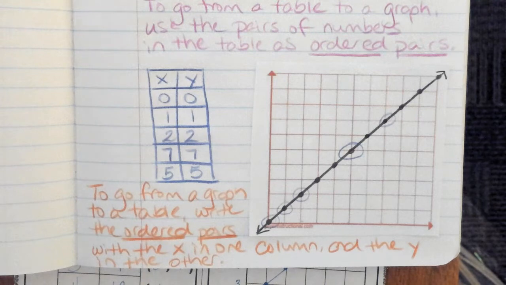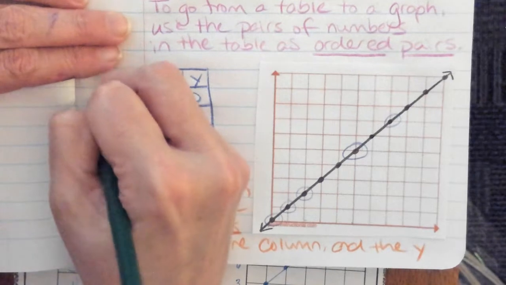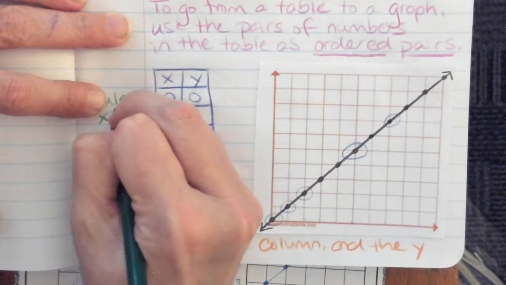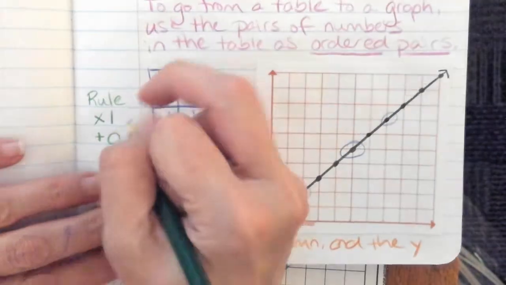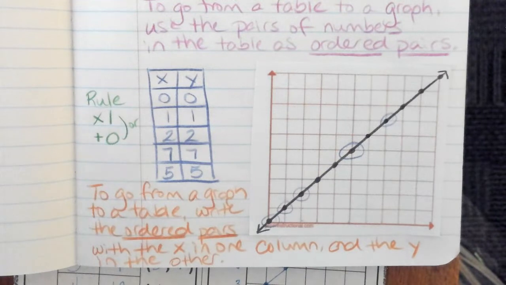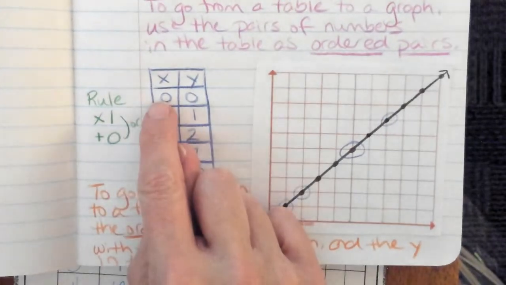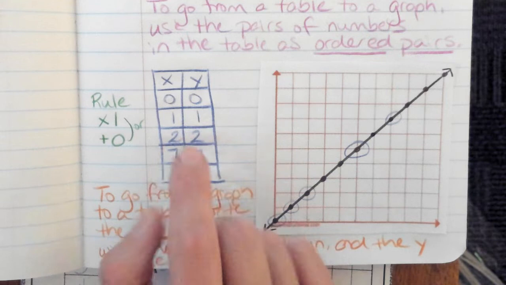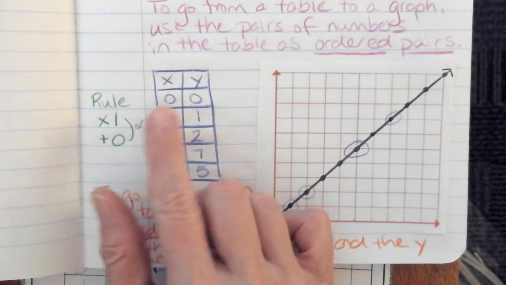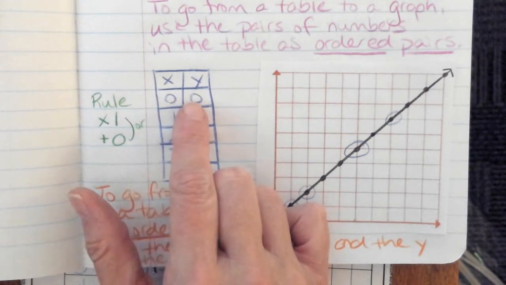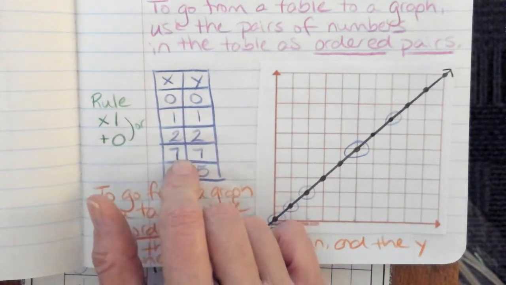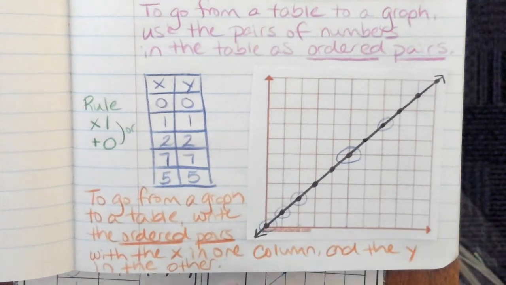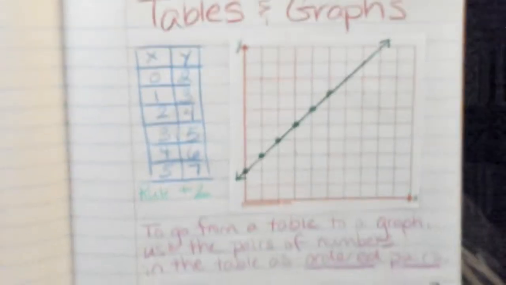The rule for this table, in case you're wondering, you're like, well, it's just the same number, Miss Nolan. The rule for this table is actually considered times 1, or you could call it a plus 0. Either one. Because 0 plus 0 is 0, 1 plus 0 is 1, or you could say 0 times 1 is 0, 1 times 1 is 1, 2 times 1 is 2, 7 times 1 is 7. So either way works, and that is how you go back and forth from tables to graphs.